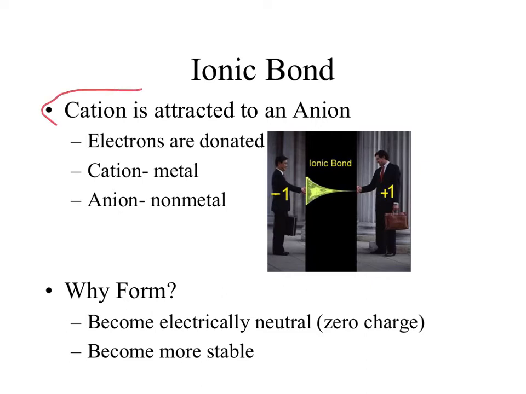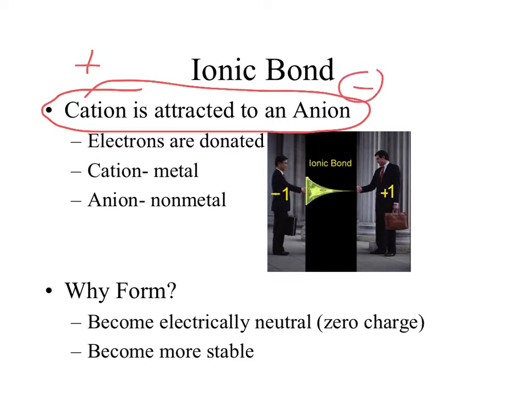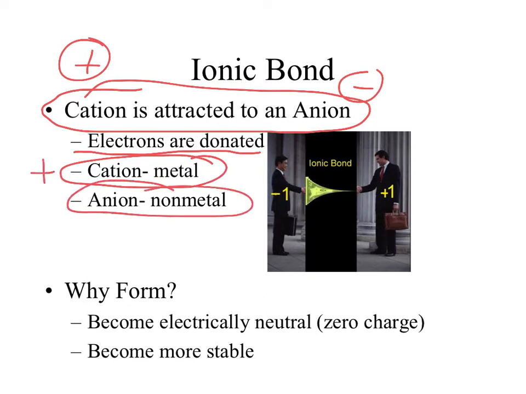In order for an ionic bond to happen, you need a cation and an anion to attract each other. Remember, a cation is a positive charge and an anion is a negative charge. And we know that opposite charges attract. In order to make this happen, electrons have to be donated, meaning electrons have to be transferred from a metal to a nonmetal. When you transfer electrons, metals lose an electron and nonmetals gain an electron, so the metal becomes a cation, positively charged, and the nonmetal becomes an anion, which is negatively charged. And that's what brings them together.